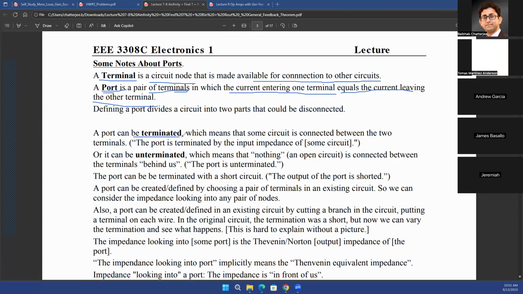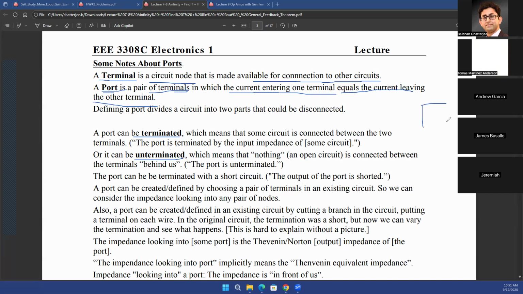When a port is terminated, that means that you have connected something at that port. It could be a load resistance, it could be a load capacitance, it could be some other circuit, and you're terminating the port with something else. When the port is unterminated, that means you have nothing. You basically have an open circuit for that port.